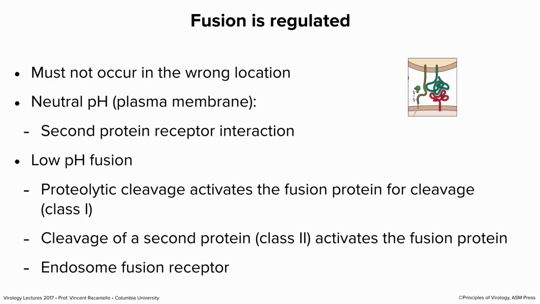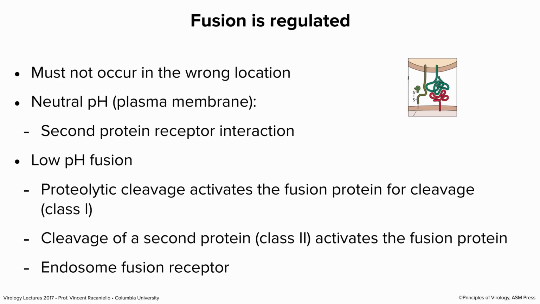It can be regulated by cleavage. Remember, I told you class 1 fusion proteins like the flu HA have to be cleaved to expose the fusion peptide. Otherwise, it's not going to fuse, so the right protease has to be present. I didn't tell you this, but for the class 2 fusion proteins, cleavage is also required, but of a second protein that allows the reorienting of that fusion protein containing glycoprotein. And for the Ebola viruses, there's an endosomal receptor for fusion. These are 3 different ways that fusion is regulated in the endosome.